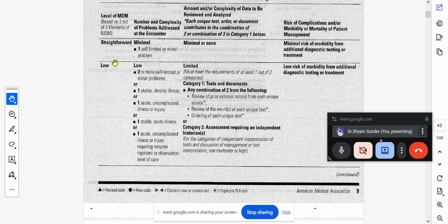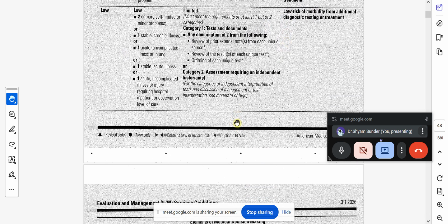As a coder, you have to decide what is the MDM level. Like I said, it is not the physician who is going to give you the level of MDM. The physician will only write the problem list, data list, and the treatment details. That's it. But using this table, you have to decide in which category the problem is falling, and in which category the data is falling. That's how we have to decide.